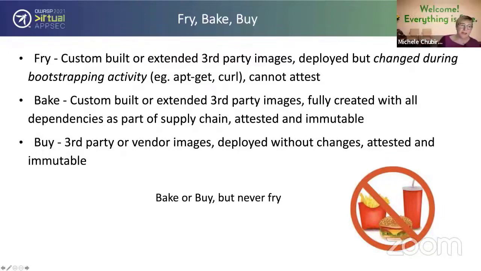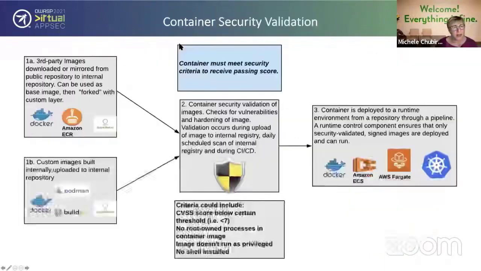Bake, that's a custom built or extended third-party image, fully created with all the dependencies as part of a supply chain. It's attested and immutable. You can also buy, as I mentioned before, third-party or vendor images deployed without changes, attested and immutable. Okay, I think you know where I'm going here. Bake or buy, but never fry. And I think I just want to go back a couple.